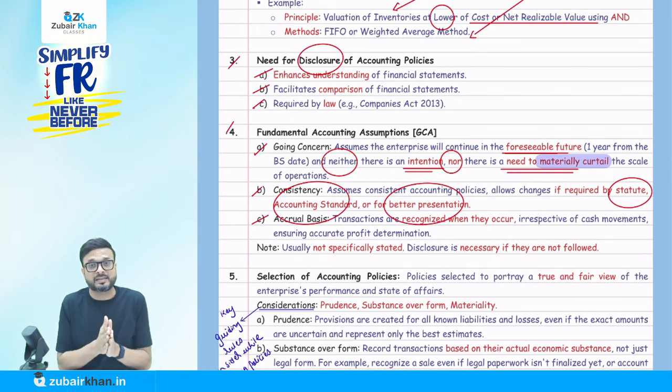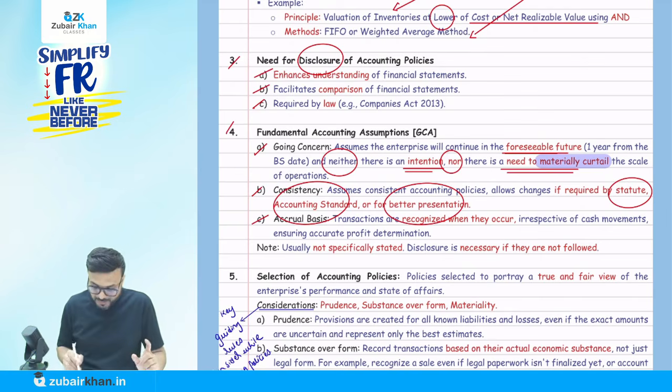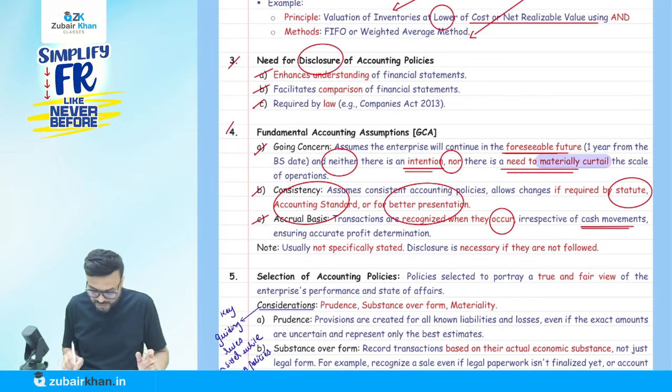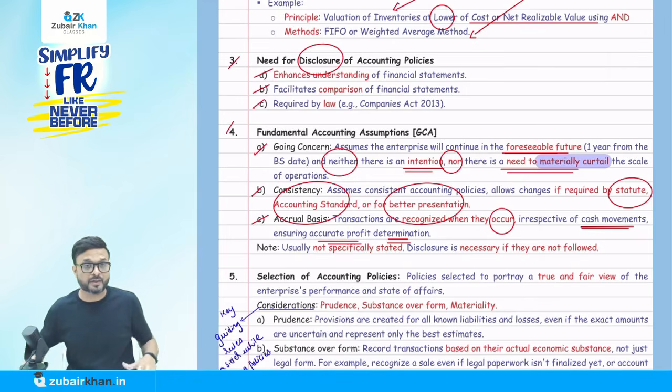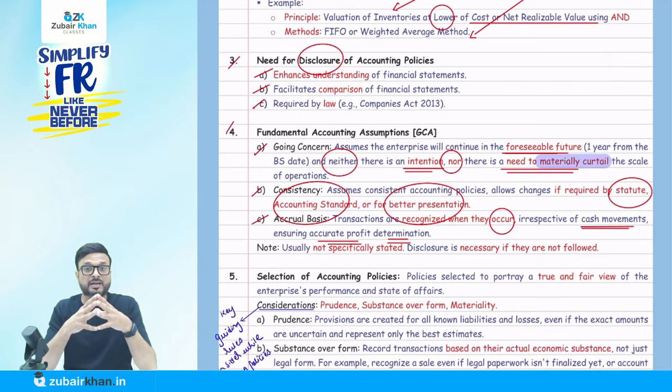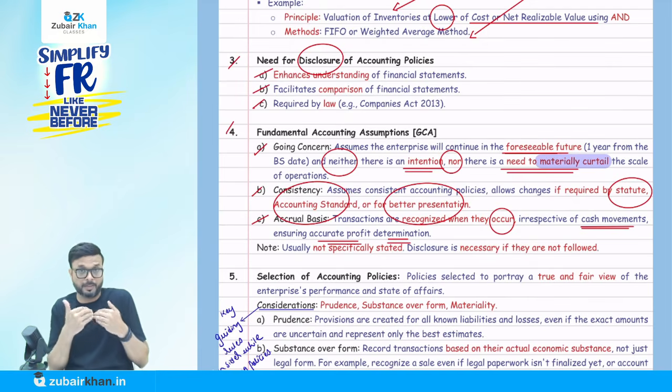So under accrual basis, transactions are recorded when they occur, not when paid. Payment is not mandatory. Credit purchase is also an expense, so payment is not necessary. Irrespective of the cash movement, this ensures accurate profit determination. So receipt and payment is not important. What is important is that a transaction is recognized when it occurs, meaning when we receive the services or the goods, it is an expense even though we have not paid the amount.